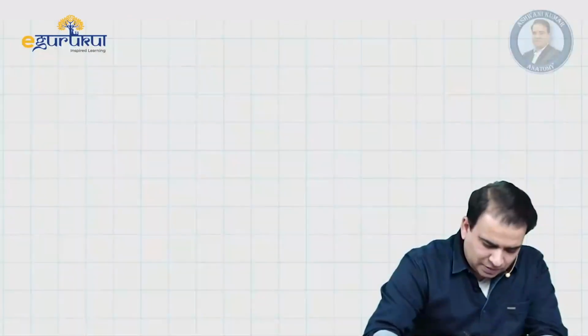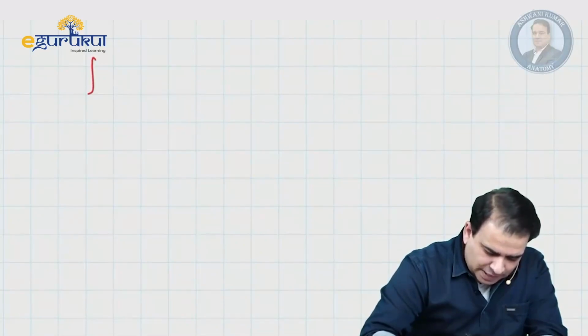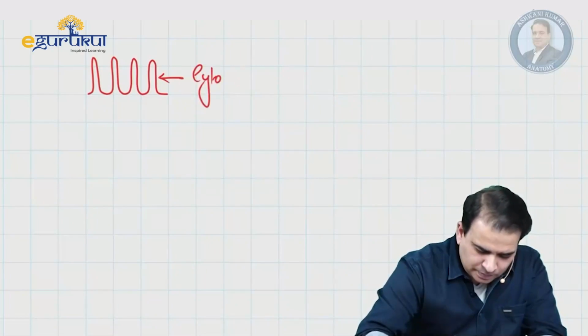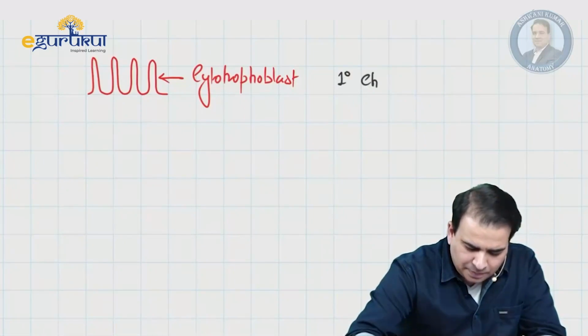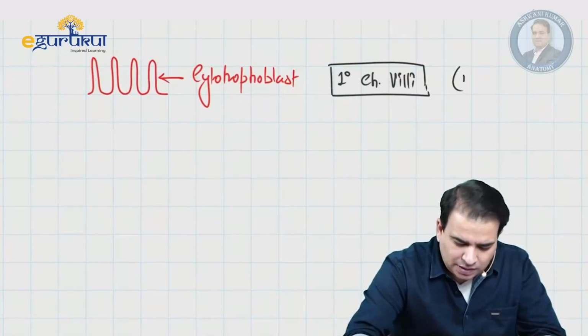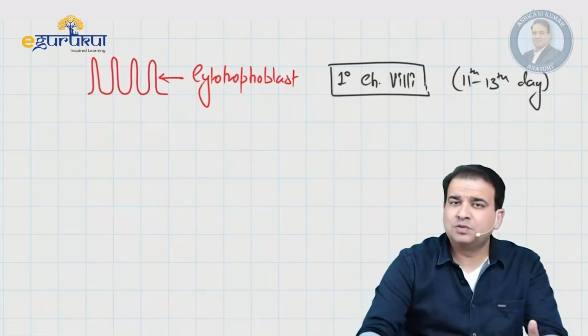So what we're saying is that, talking about the villi, if it is made up of only cytotrophoblast, this is a cytotrophoblast here. And this is the primary chorionic villi. So here's the primary chorionic villi, which is just made up of the cytotrophoblast. And as we already discussed, we can appreciate them between 11th to 13th day. Between 11th to 13th day, most of these primary chorionic villi are formed.